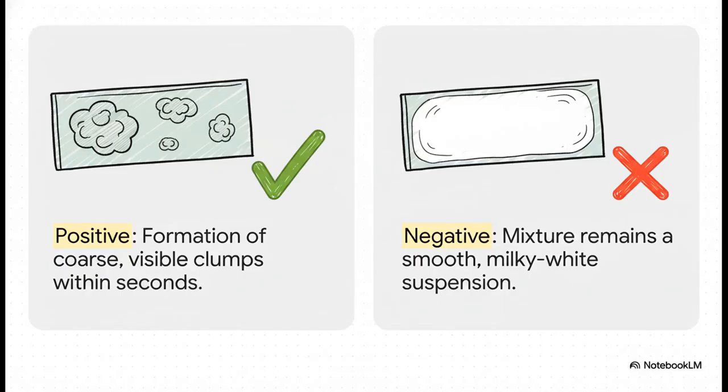The results are basically immediate and super easy to see. A positive result looks like coarse, visible clumps forming within just a few seconds. That's the clumping factor on the bacteria literally grabbing onto the fibrinogen in the plasma. And a negative result? It's just nothing. The mixture stays perfectly smooth and milky.